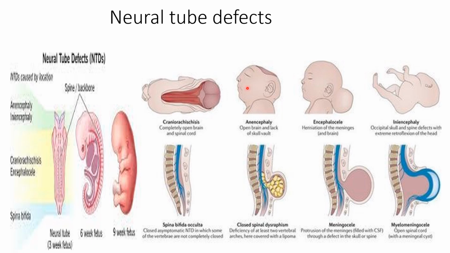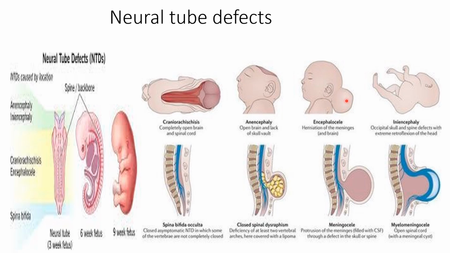Then the second defect is known as anencephaly. If the anterior pore of the neural tube does not close, then the cranial vault is absent and the brain is not fully developed. Here the brain is exposed to the exterior because of the absence of the calvaria or cranial vault.